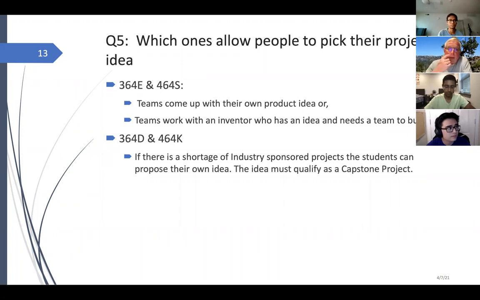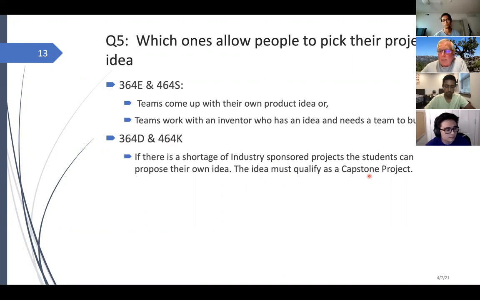So now, like I said, if 364D and the regular 464K, if there is a shortage in industry sponsors, then you can propose your idea. The only thing is you've got to qualify as a capstone project. And that just means that, like I said, you've got to do a meaty project in order for it to qualify.